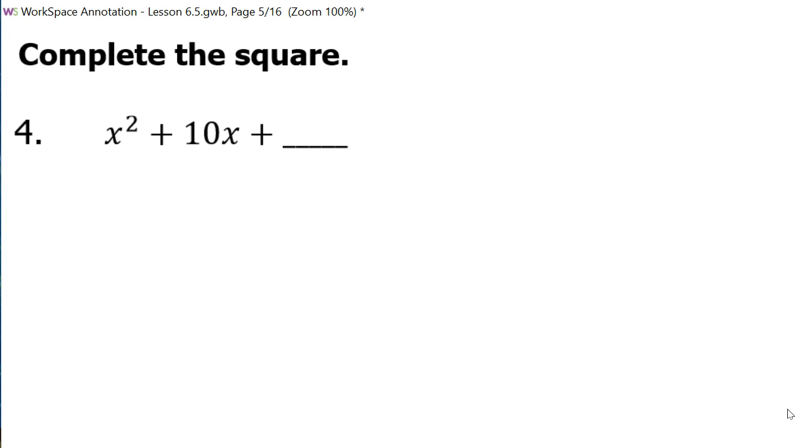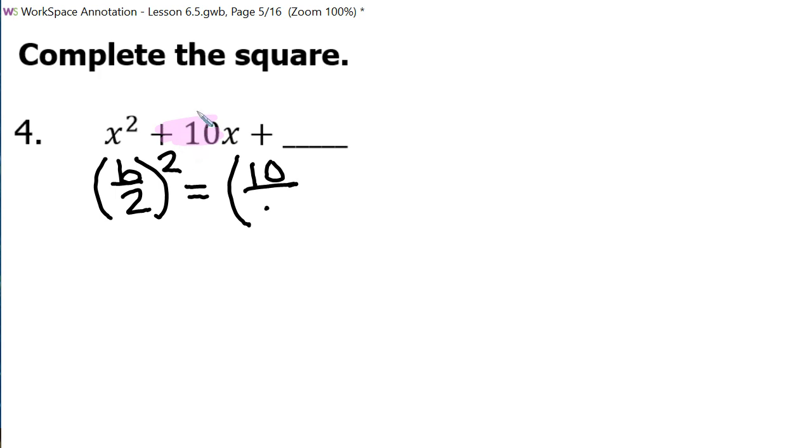So to complete the square, here's the formula: b divided by 2 squared. And the b value, what number is in front of x? 10. We're on problem 4, skipping from 1, 2, and 3. Again, what is the b value? 10. That b value needs to be divided by 2 and then squared.